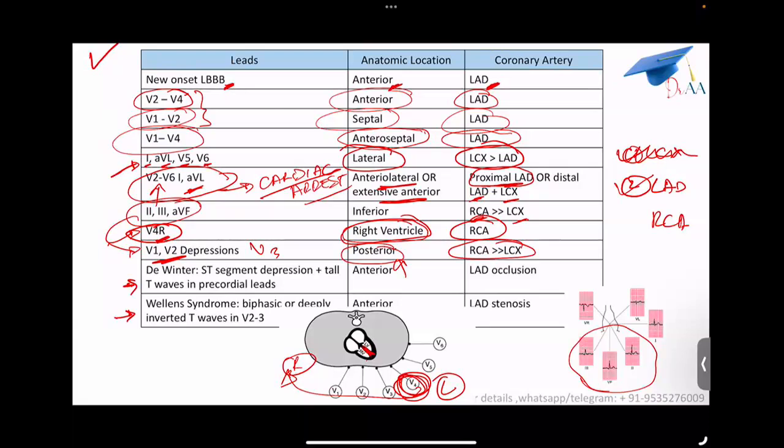That is De Winter syndrome. He's a famous cardiologist who has gone across and seen the anterior wall MI. These changes we have already discussed. It is an LAD occlusion.